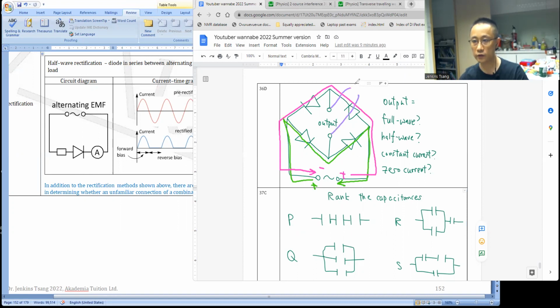So this is very different from all the other properly connected rectifier circuits given in all the past papers before this.